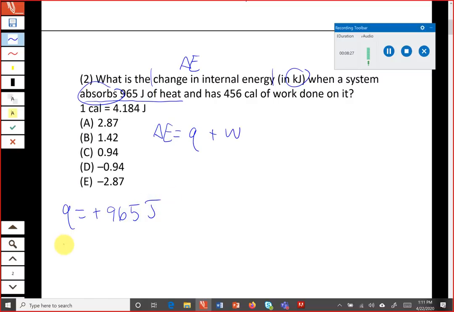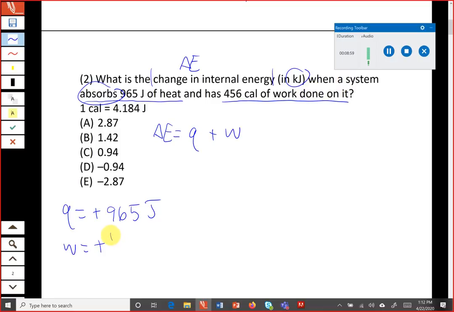And then for the work term, the system has 456 calories of work done on it. Work done on the system means also that it's a positive number. Work done by the system means it's negative. So definitely review those sign conventions if you're unclear on them. But in problems like this, we're not usually going to give you directly the signs of Q and W. We're just going to give you the number, and then the context of the problem, the wording that we use, is going to tell you if it's positive or negative. Absorbing heat is positive. Having work done on the system is also positive.